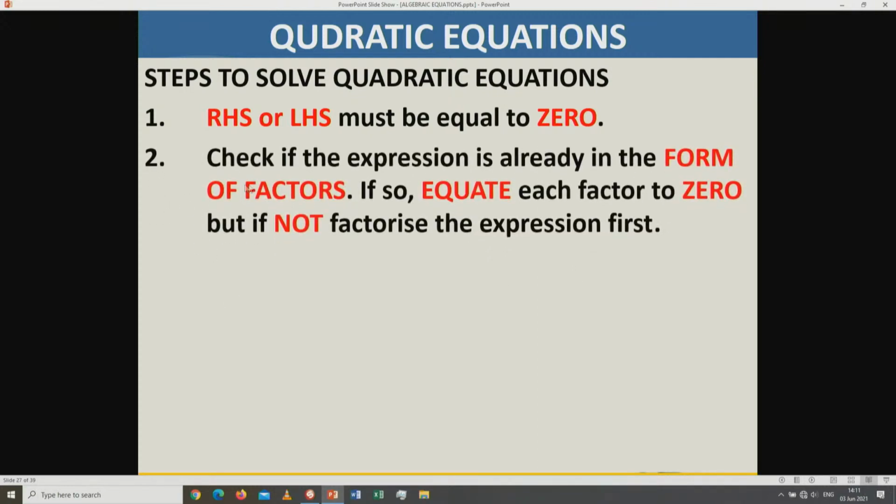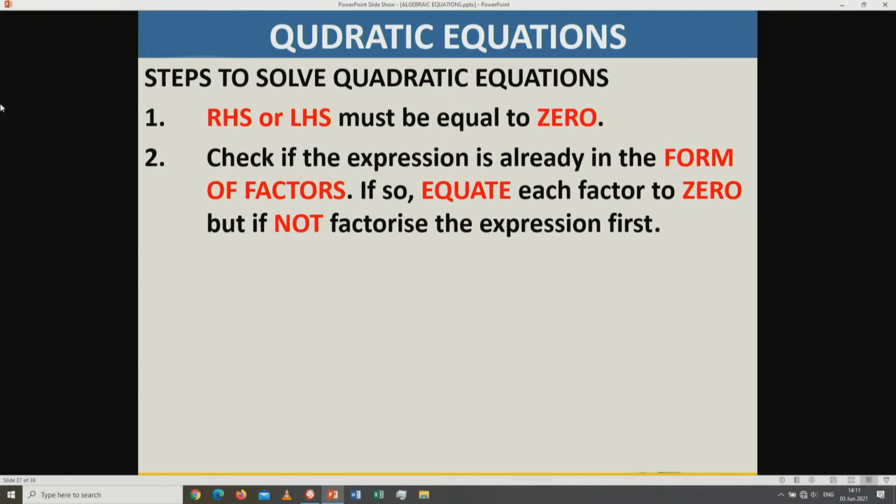Secondly, we need to check if the expression is already in the form of factors. If so, we just equate those factors to 0 and then we solve. If not, we need to factorize the expression. So I just want to emphasize this one. We need to check first if the expression is already in the form of factors. If so, equate each factor to 0.